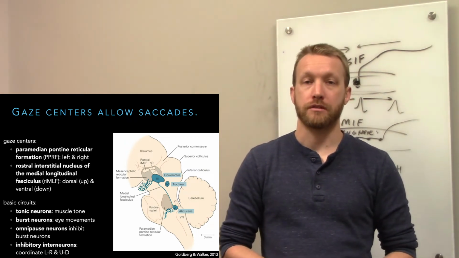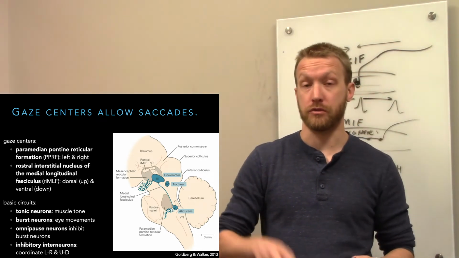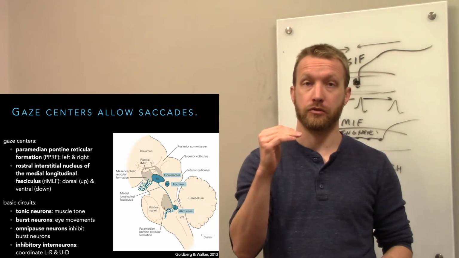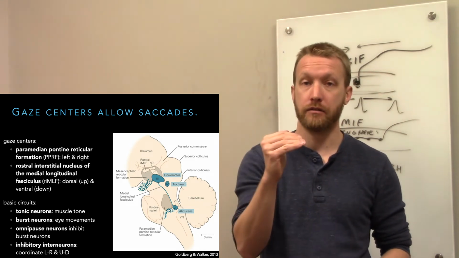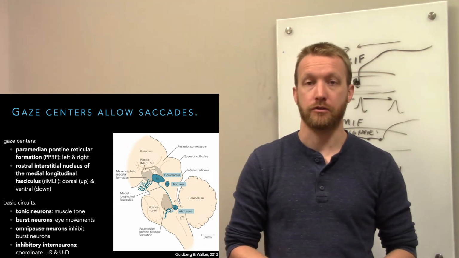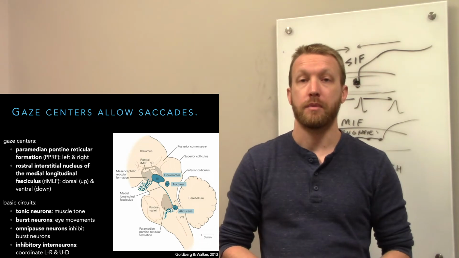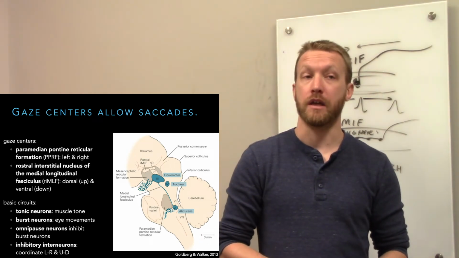The rostral interstitial nucleus of the medial longitudinal fasciculus, again, has two components. There's a dorsal and ventral. Dorsal for up gaze, ventral for down gaze. So this is kind of like a directional pad on a controller. You can move up, down, left, or right, depending on which gaze center you activate.